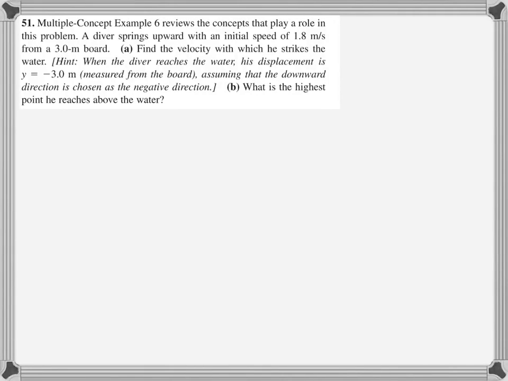Okay, for problem 51, we have a sample where we have a diver. He springs upwards with an initial velocity of 1.8 meters per second from a 3-meter board. So if we draw this out, we have our diver. He's 3 meters above the water, and he is going to bounce up with a velocity of 1.8 meters per second. And he's going to spring down and eventually hit the water. And the question for part A is asking what velocity does he hit the water with.